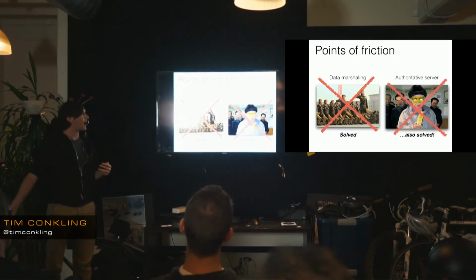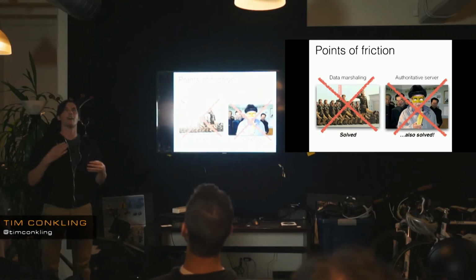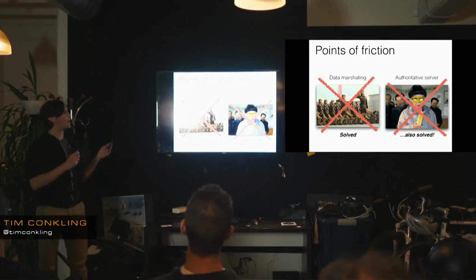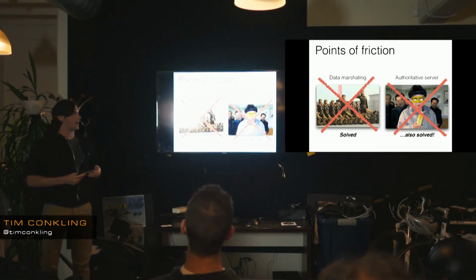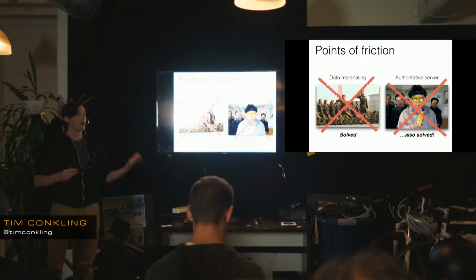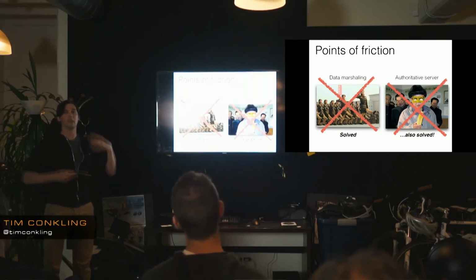It also takes care of the authoritative server point of friction, or at the very least makes it easier to deal with. An authoritative server is a very common design pattern in multiplayer games where the server is the owner of all of the game data. Generally the way that this is implemented is that the server exposes some sort of network API that clients use to make changes in the game.